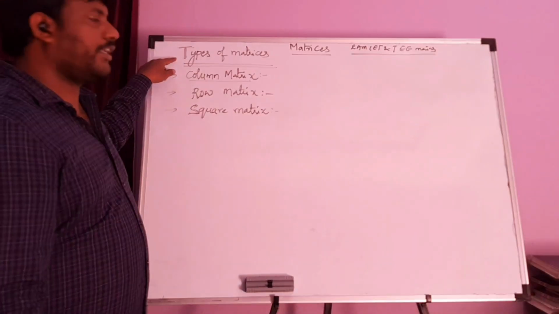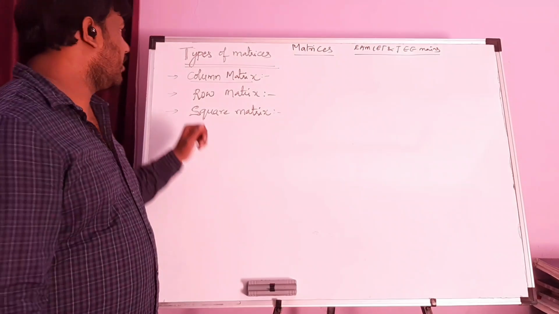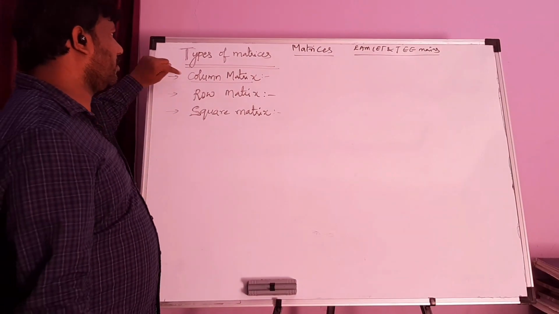So next, types of matrices. We have a column matrix.